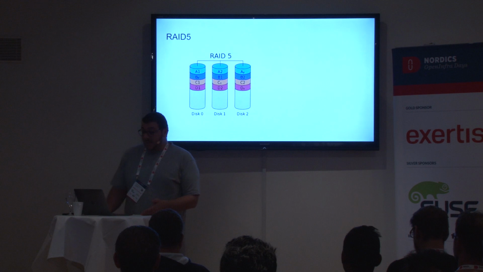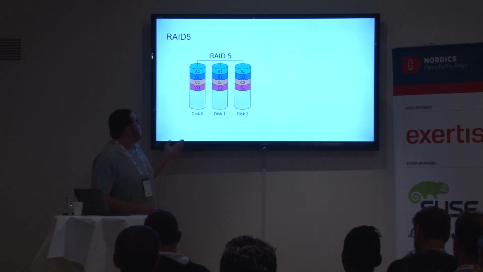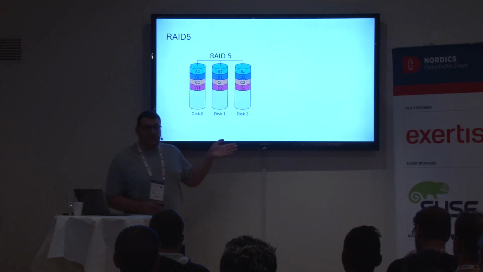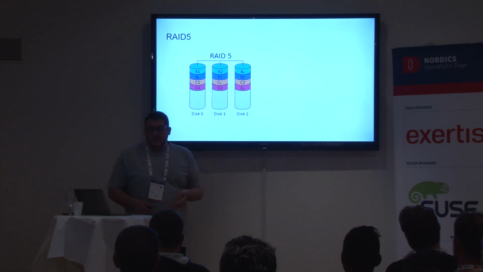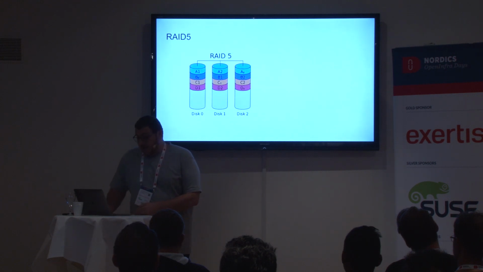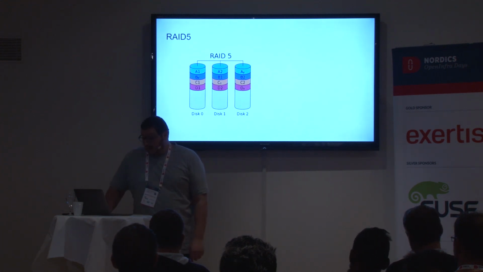RAID 4 is a predecessor to RAID 5. The difference between RAID 5 and RAID 4 is that the parity bits are all stored on one drive with RAID 4, whereas with RAID 5 they're across all the drives. So the only benefit of that is that random reads are going to be way better because you know where everything is. But with RAID 5 it's split across, and so that's a lot better for a number of reasons.